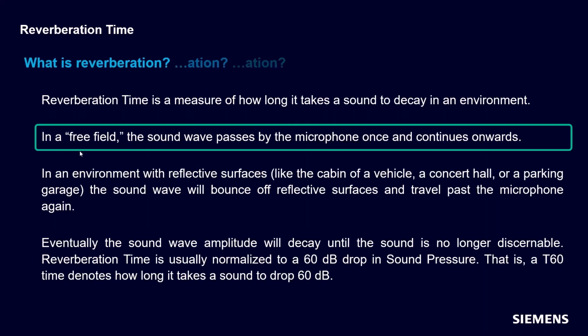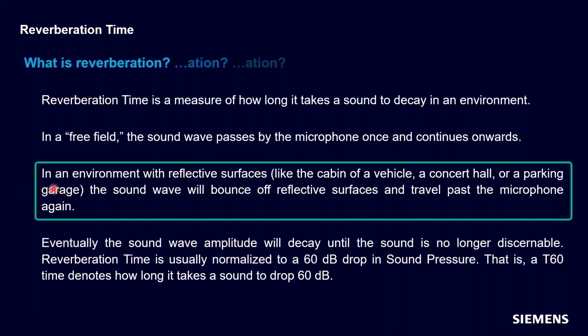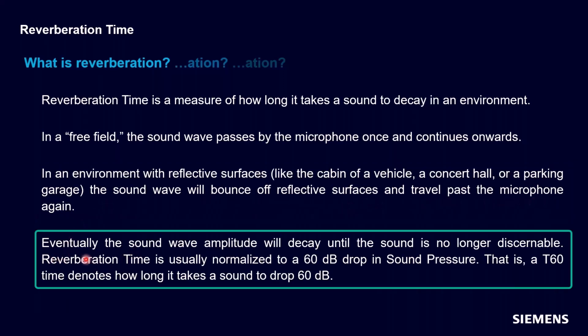And like we said before, in a free field, that sound wave passes by, let's say, a microphone once and continues onwards. But in an environment with reflective surfaces, so this could be the cabin of a vehicle, a concert hall, a parking garage, etc., the sound wave is going to bounce off reflective surfaces and travel past that measurement microphone again. Eventually, the sound wave amplitude will decay until the sound is no longer discernible.